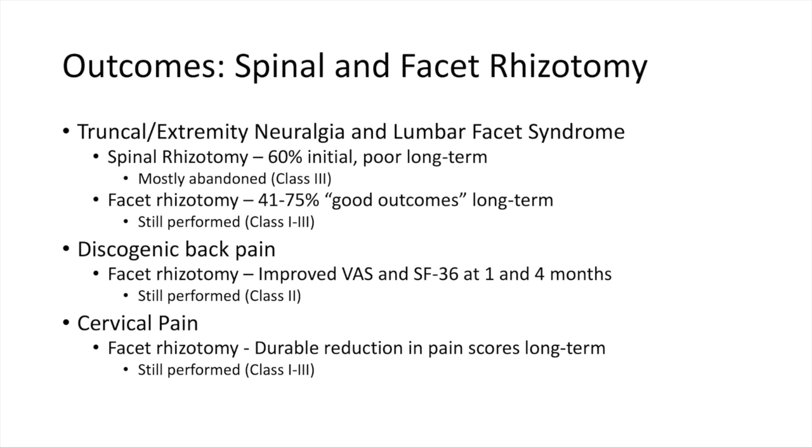All selected patients had previously undergone a failed intradiscal electrothermal, or IDET, procedure and had a good response to local nerve blockade of the ramus communicans. At 1 month and 4 months of follow-up, the treated group showed significant improvement in visual analog scale and Medical Outcomes Study Short-Form Health Survey, SF-36, scores. Lumbar facet rhizolysis is still being performed for facet syndrome and discogenic back pain.